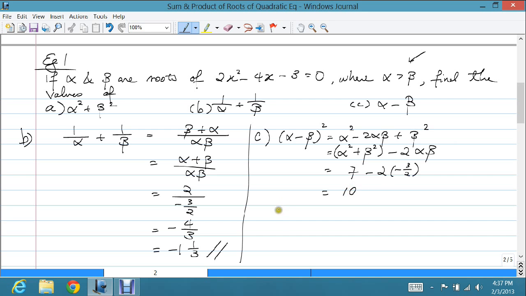Taking square roots on both sides, alpha minus beta is equal to root 10 or negative root 10. But bear in mind that alpha is bigger than beta, so the answer should be positive when I take the difference. So the negative is rejected since alpha is bigger than beta. So the answer is square root 10.